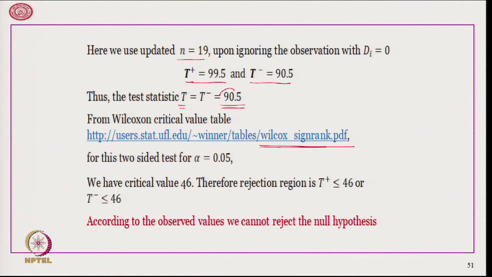But what have we got? We have got the value 90.5, which is greater than that. Therefore, we cannot reject the null hypothesis. So, that is the conclusion after this test, that we cannot reject this null hypothesis if that is the sample that we have got.